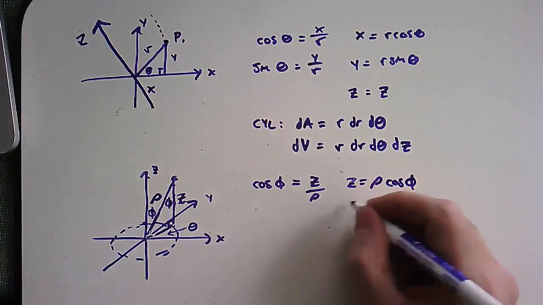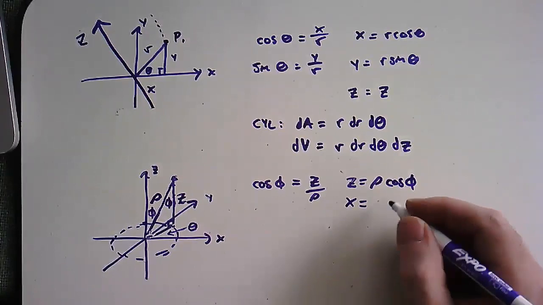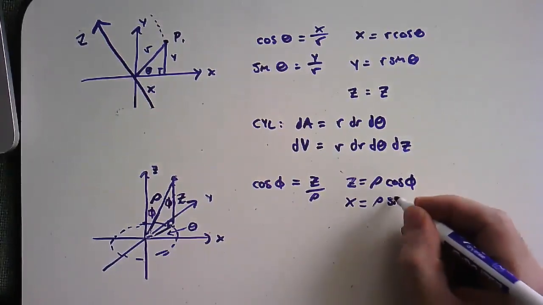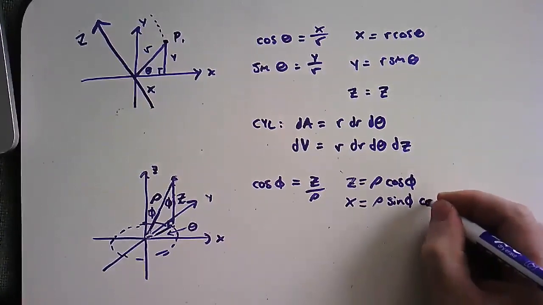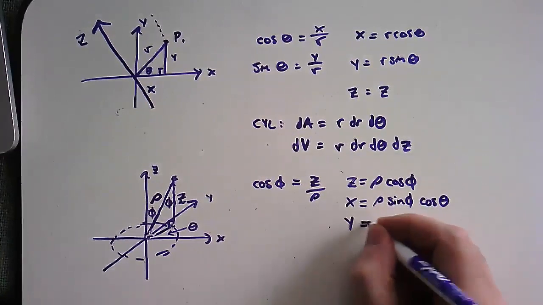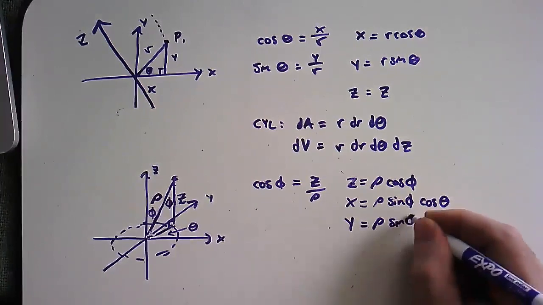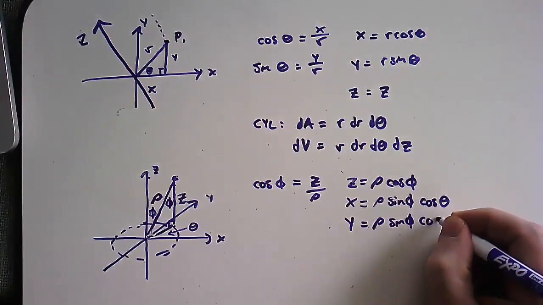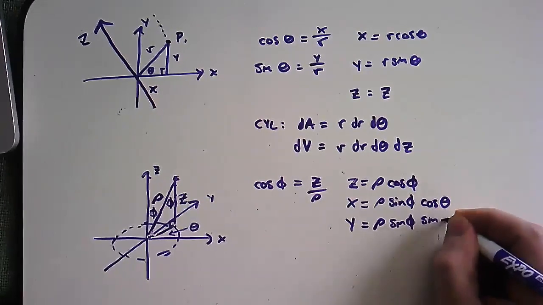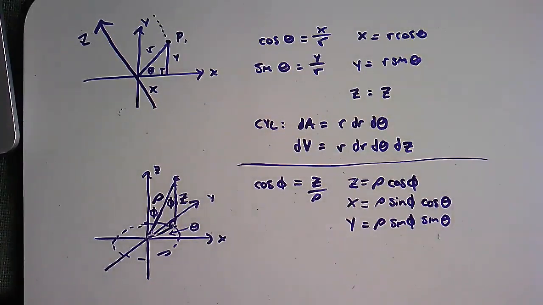So we have x equals rho sine phi cosine theta. And y is rho sine phi sine theta. Okay, so here are our spherical conversion factors.